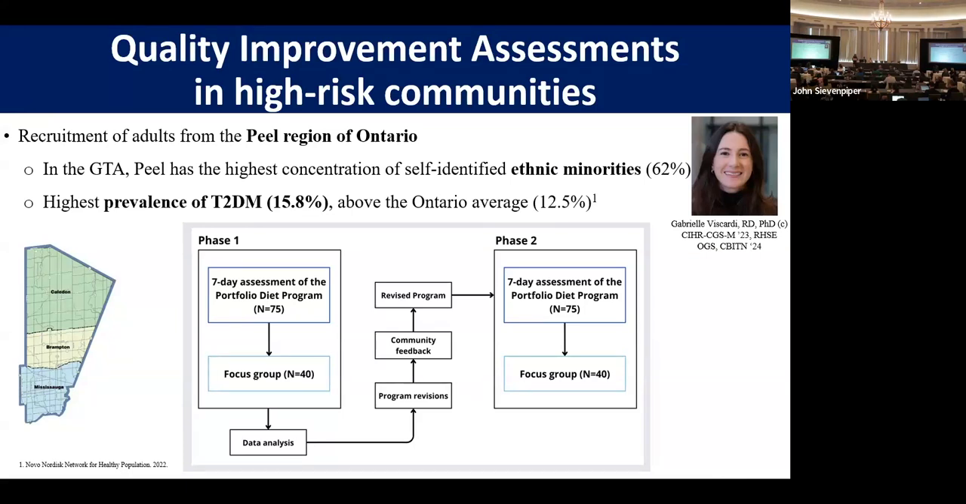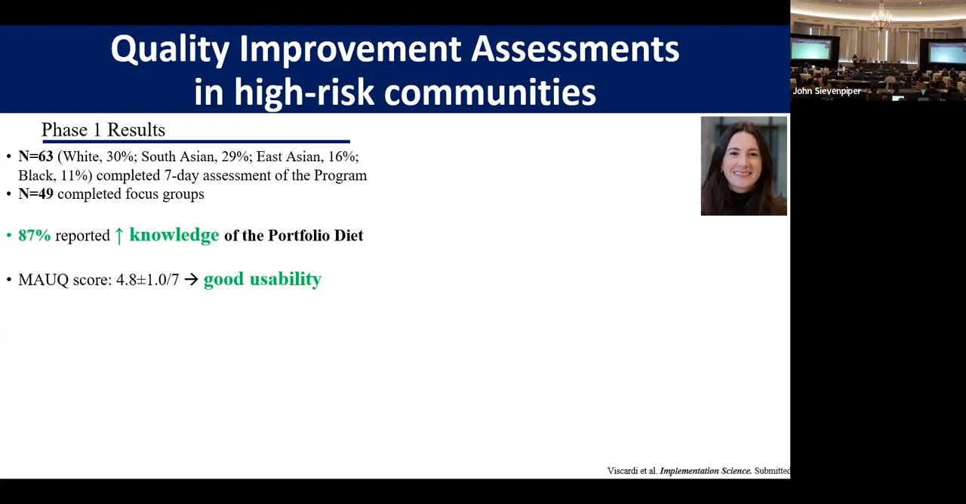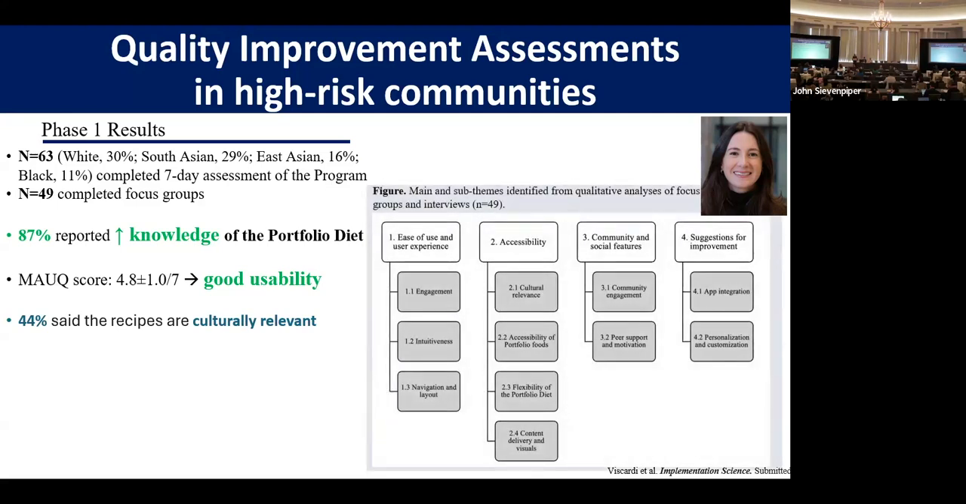And now we've done quality improvement assessments to get into the communities and see what they think about it. So we particularly work with high risk communities, high risk of cardiovascular disease and diabetes, and that are very ethnically diverse. So Gabby ran a two-phase quality improvement assessment of the portfolio diet program in the community and demonstrated that in the 63 participants that joined, 49 of which then completed focus groups, 87% reported an increase in knowledge of the portfolio diet, and we used a validated score to demonstrate usability, and in the end it did demonstrate good usability. One feature that was highlighted that needed a little more work was cultural relevance of some of the recipes. Specific ethnicities were highlighted.